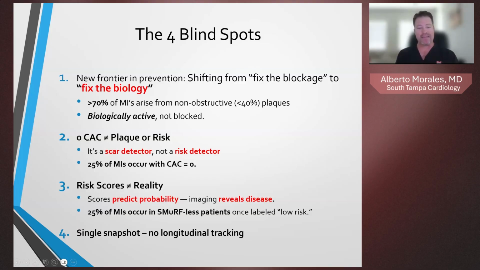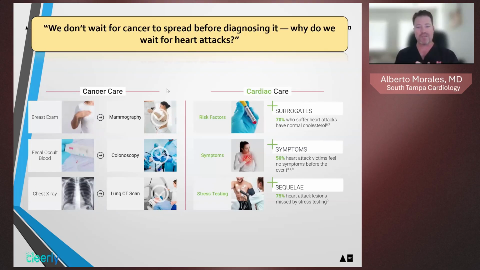Risk scores versus reality. Again, risk scores help us in predicting probability, but only imaging actually reveals disease. And then there's this single snapshot versus longitudinal tracking. Typically in cardiology, we image once and then we never look again. Think about the paradigms in cancer treatment. We've gone from breast examination to mammography, fecal occult to colonoscopy, chest x-rays to lung screening. And where are we in cardiology?